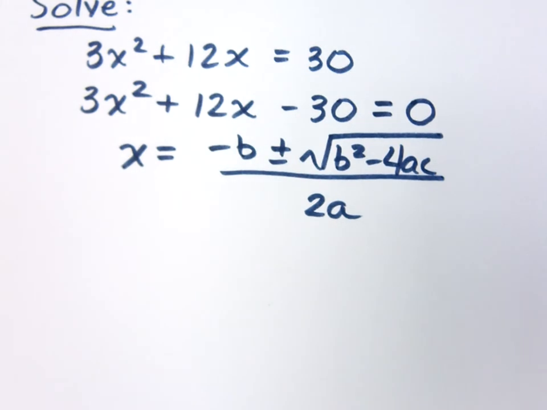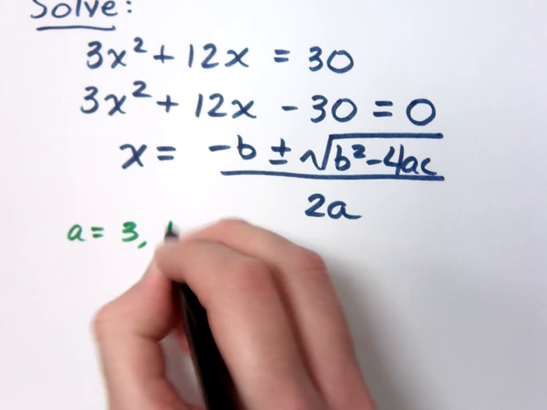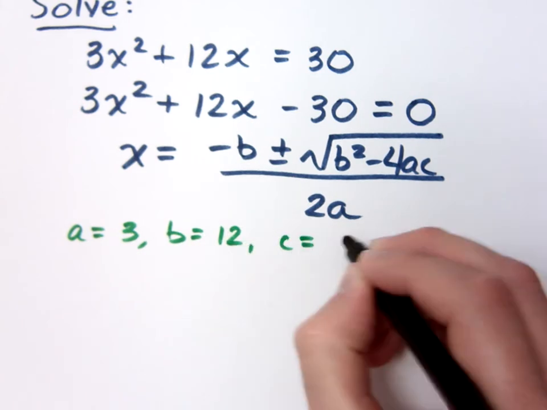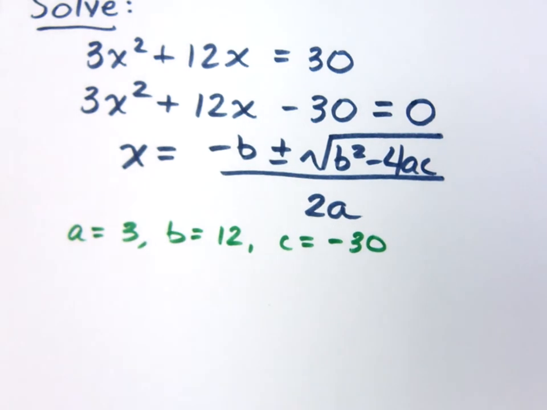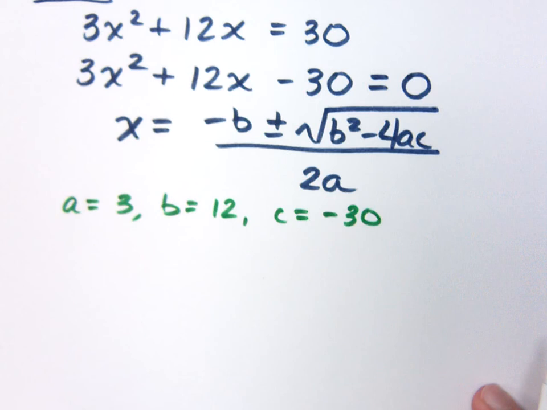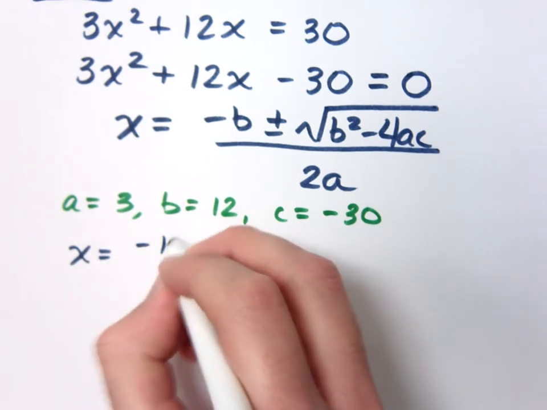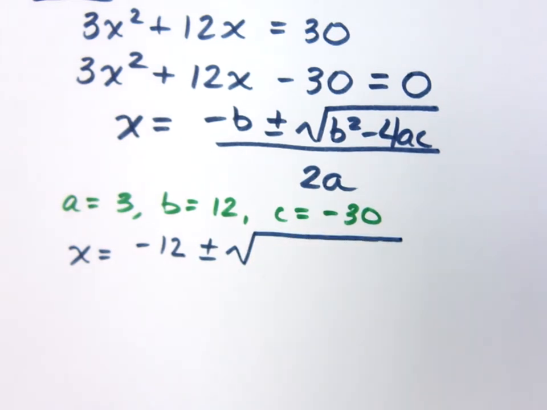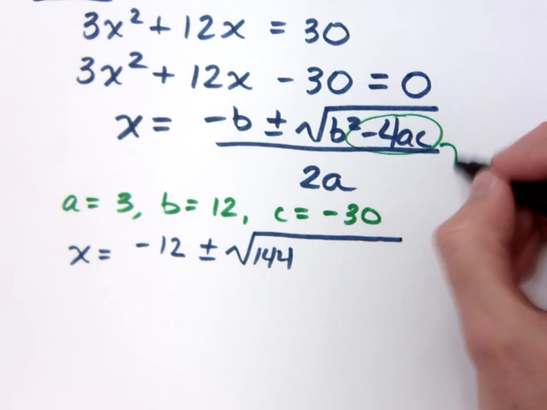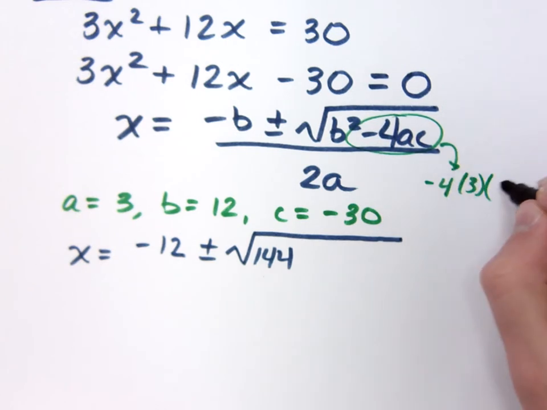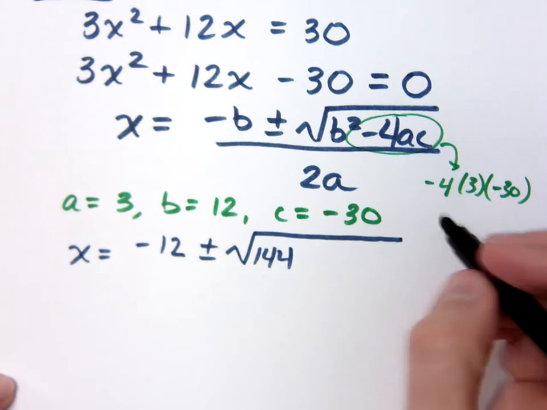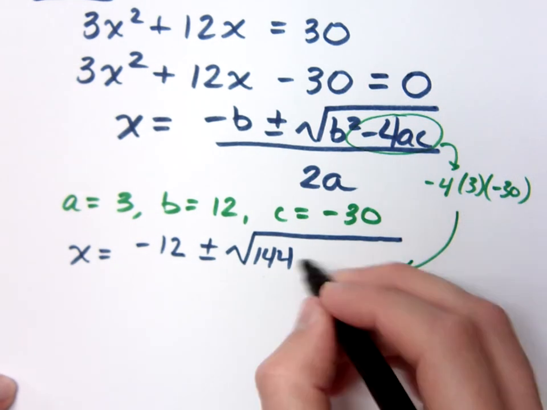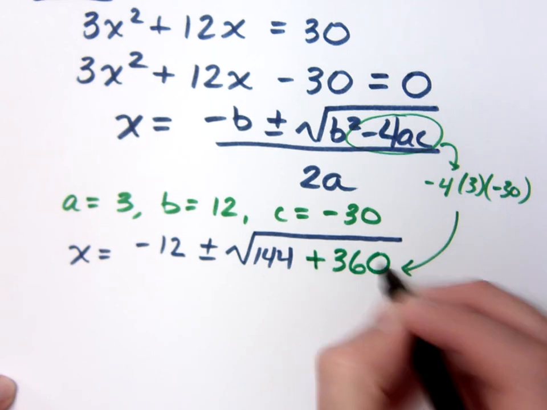There's your formula. What is your a? 3. What is b? Positive 12. What's c? Negative 30. I'm going to show you that you can do this. This is not pretty, but it can be done. So that means that x equals negative b, which is negative 12, plus or minus the square root of b squared, which is 144. Now the minus 4ac means negative 4 times 3 times negative 30. What is all of that? First of all, we know there's a negative times a negative, so it's positive 360, right?